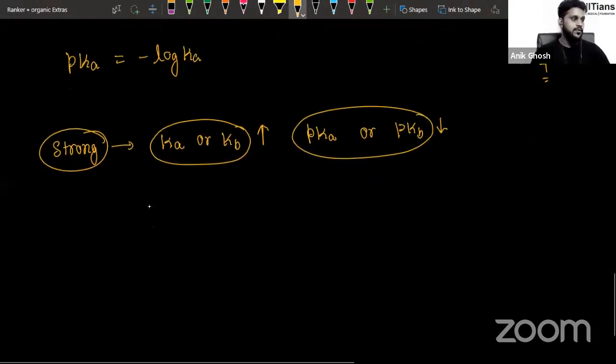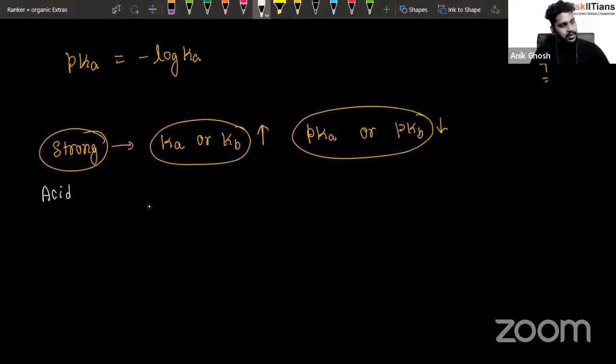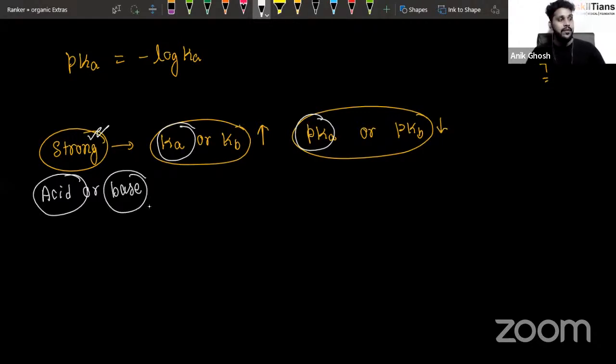Now, guys, don't get confused. What I'm saying is about strong acids or bases. Whatever I'm writing after the "or" is for the bases. For the acids, whenever the acids have higher Ka, the pKa would be lower. That means that's a strong acid. For the bases, whenever we have higher Kb, the pKb would be lower. So, guys, just note down the last statement: for a strong acid, pKa would be low. For a strong base, pKb would be low.